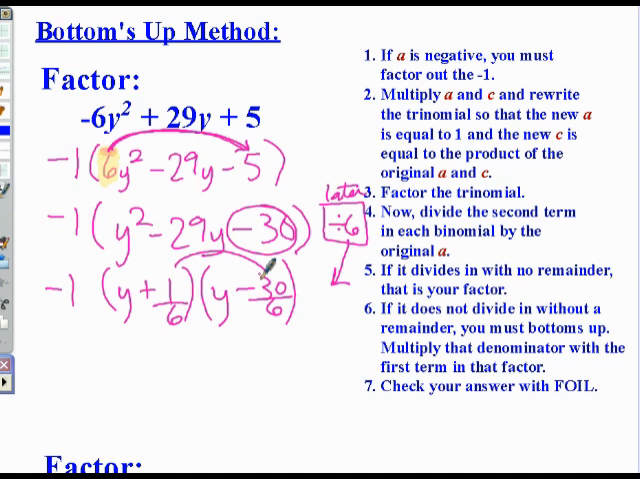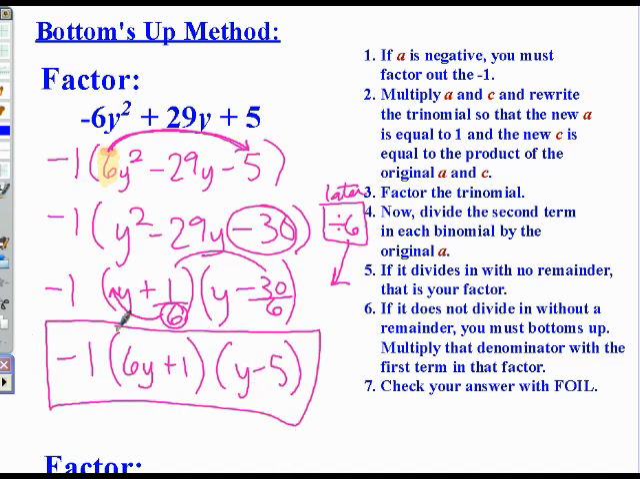Now, if it doesn't divide in, you want a bottoms up. You don't want to leave a denominator. So you bring that 6 up to the coefficient of y, 6y plus 1. That's why we call this the bottoms up. And in the second one, if it goes in clean, divide it in. So those are my factors of the original trinomial.